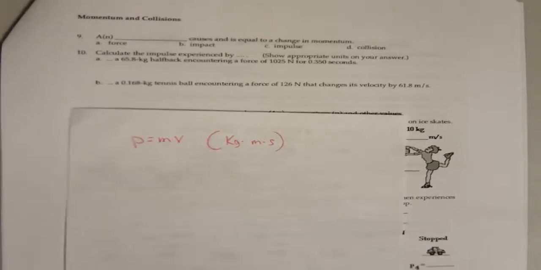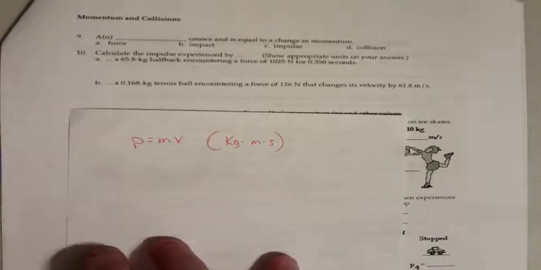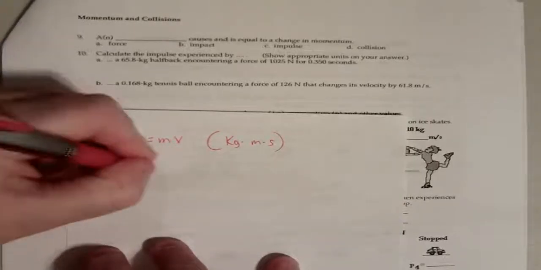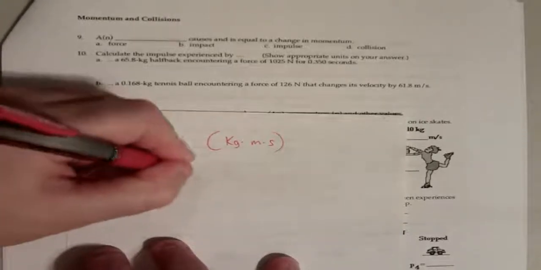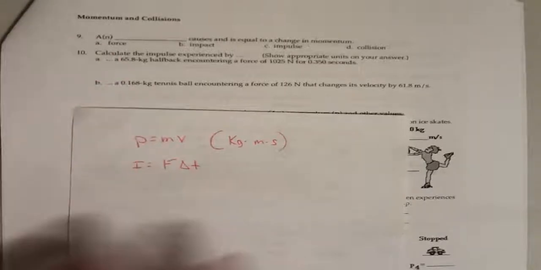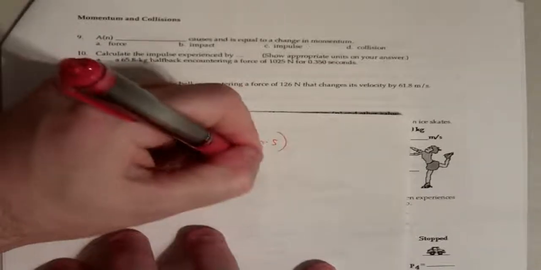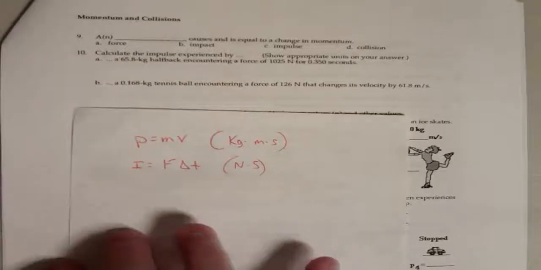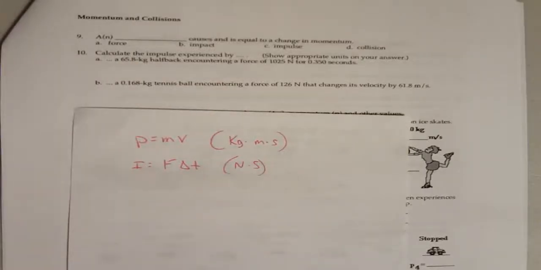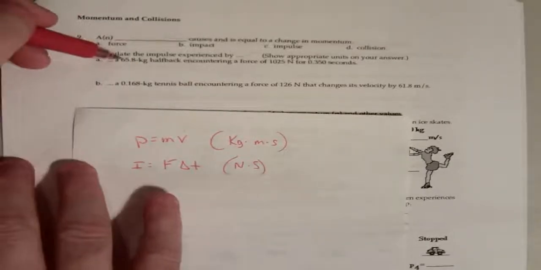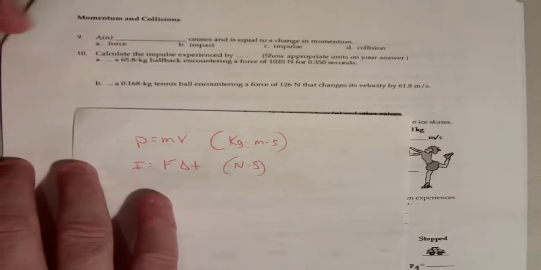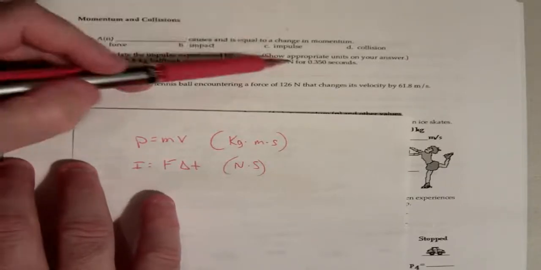So calculate the impulse. We know that impulse equals force times a change in time. We also know it's in newton-seconds, which makes sense. Force times time, right? So here we go. A 65.8 kilogram halfback encounters a force of blah for blah.